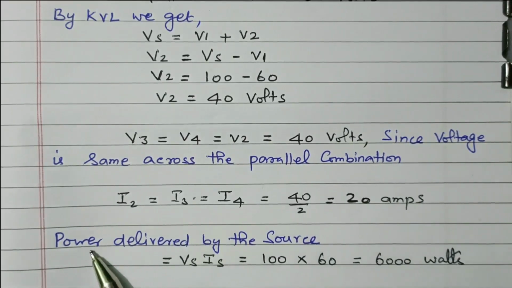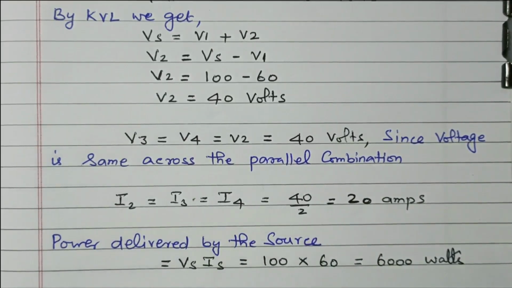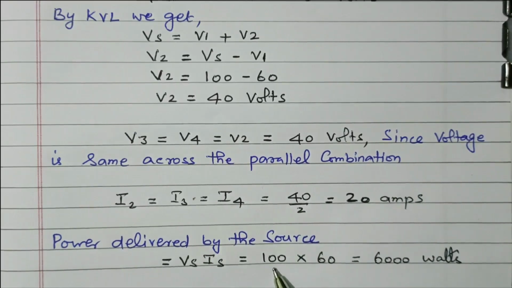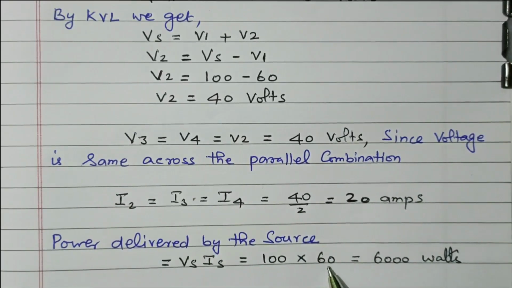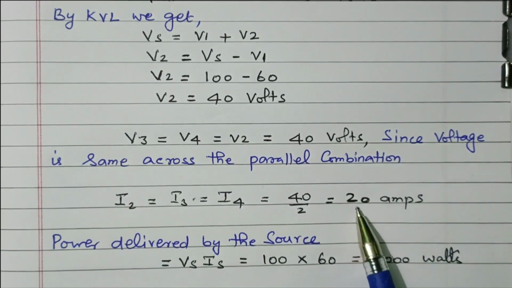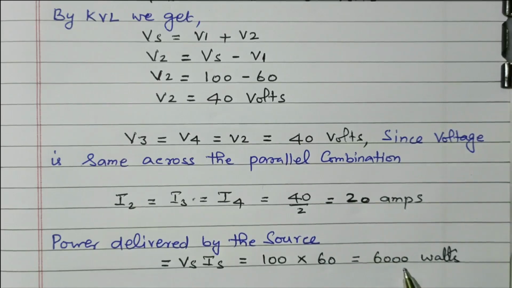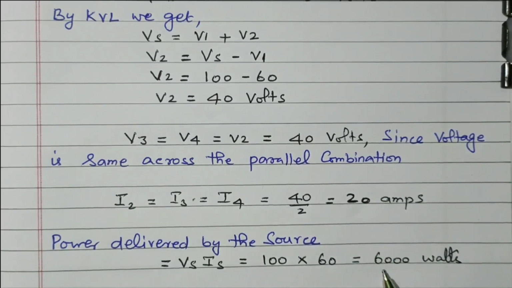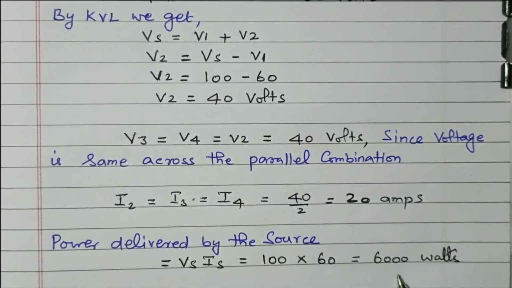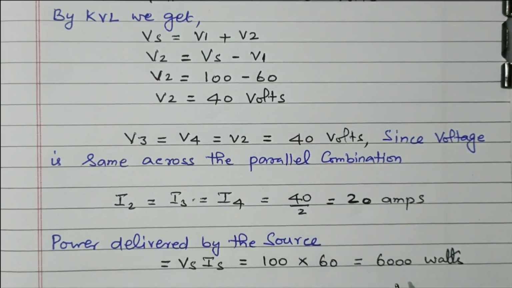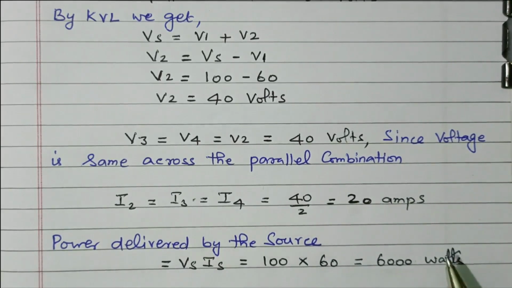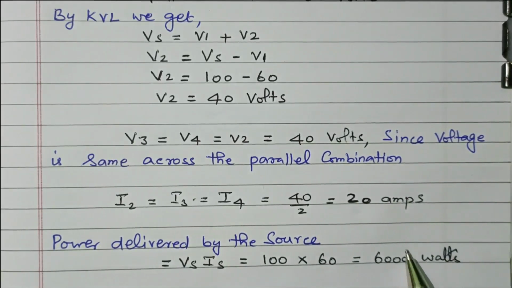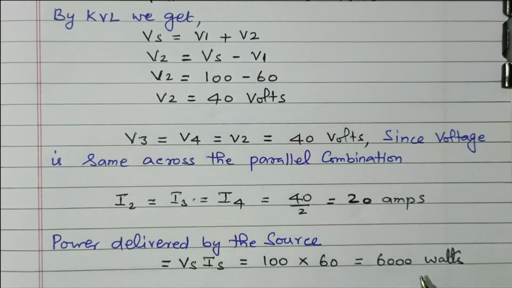So now we can find the power delivered by the source. Vs times Is. Vs is 100 volts. Is that we calculated is 60 amperes. So it is 6000 watts. Power delivered by the source is 6000 watts. Now we need to verify the power absorbed across each and every resistor, which should be 6000. That is Tellegen's theorem. Power delivered equal to power absorbed, so the net power is 0 in any network. Sum of power in any network is 0.